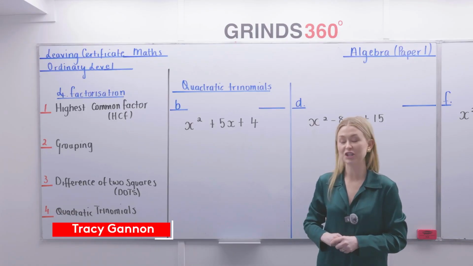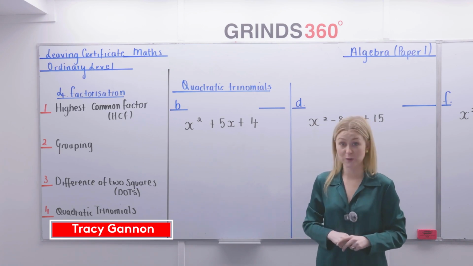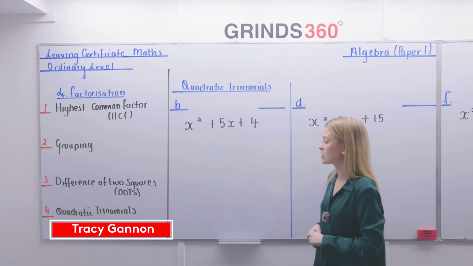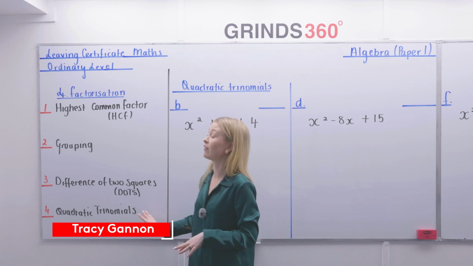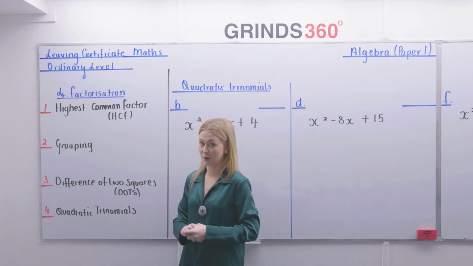Type of factorization, quadratic trinomials. So our highest common factor, grouping, difference of two squares, we've completed those. And now we're on to the most common type of factorization we see on the Leaving Cert ordinary level paper, which is factorizing quadratic expressions.